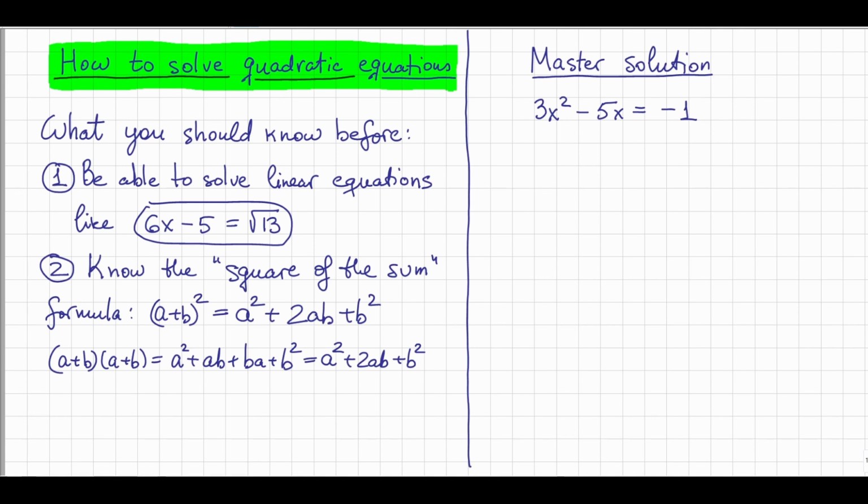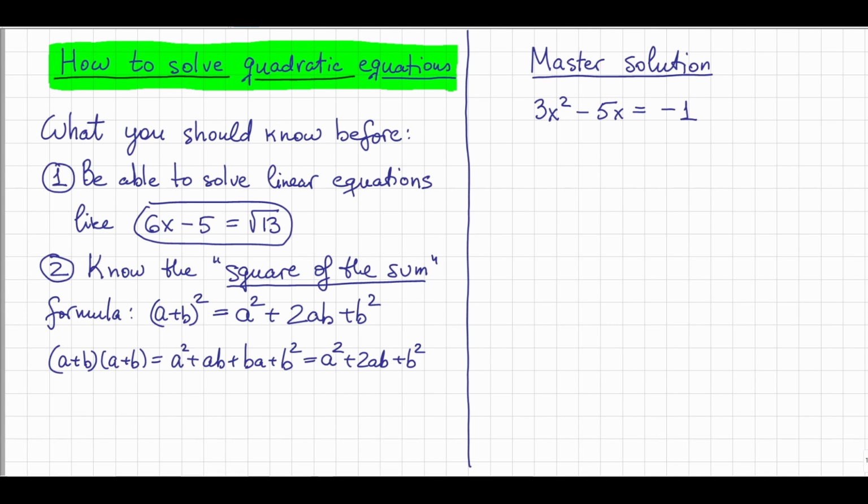Second, I expect you to know the square of the sum formula, which says that (a plus b) squared is equal to a squared plus 2ab plus b squared. That formula can be easily shown by multiplying two brackets together, as is shown below. So with these assumptions, let us now proceed to a master solution.